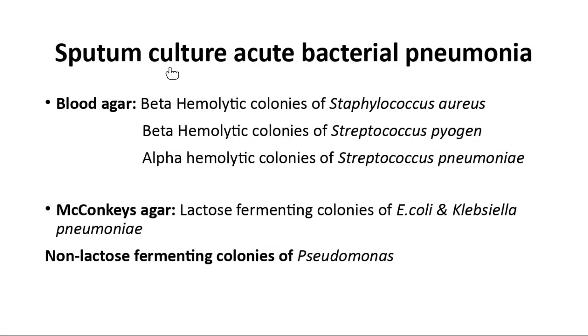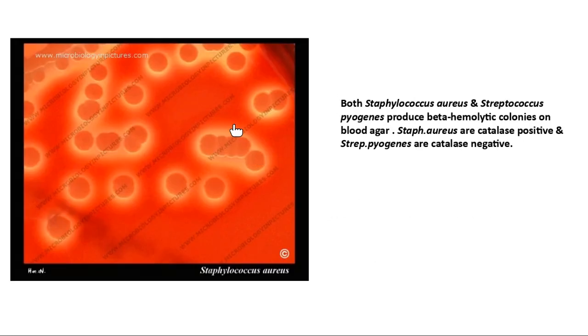When you find beta hemolytic colonies, it means the organism may be Staphylococcus or Streptococcus. At this stage, you perform the catalase test. This catalase test differentiates between Staphylococcus and Streptococcus. If the catalase test is positive, it means this is Staphylococcus. If the catalase test is negative, this is Streptococcus. But both give you beta hemolytic colonies like this. So the catalase test is positive for Staphylococcus and negative for Streptococcus pyogenes. Clear?